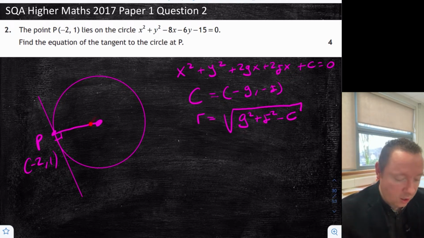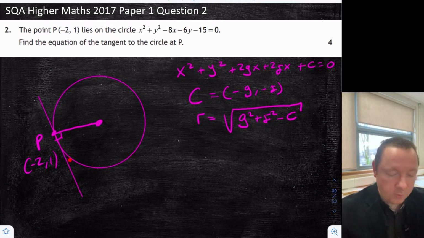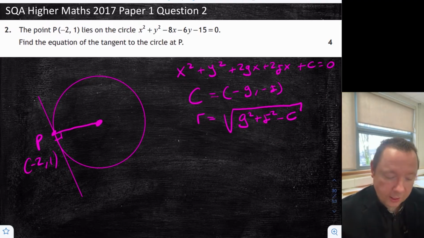So if I knew the centre, then I could find the gradient of the radius and use perpendicular gradients. And then y minus b equals m(x minus a). Now, from the start of the exam paper, you're given this formula: x squared plus y squared plus 2gx plus 2fy plus c equals 0. And then the centre, that's the big C here, is minus g, minus f. And the radius is the square root of g squared plus f squared minus c, c being in here.